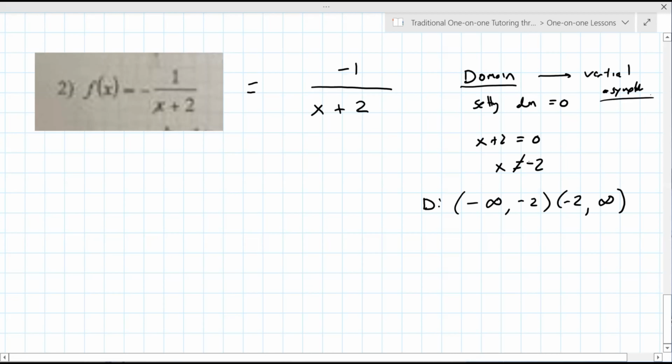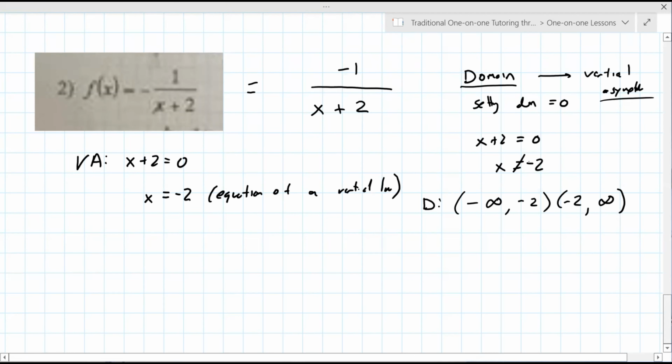Which is vertical asymptotes, because you get a vertical asymptote out of the domain a lot of the time. So for the vertical asymptote, you set x plus 2 equal to 0. You get x equals -2, not not equal to, equals. And that's an equation of a vertical line.